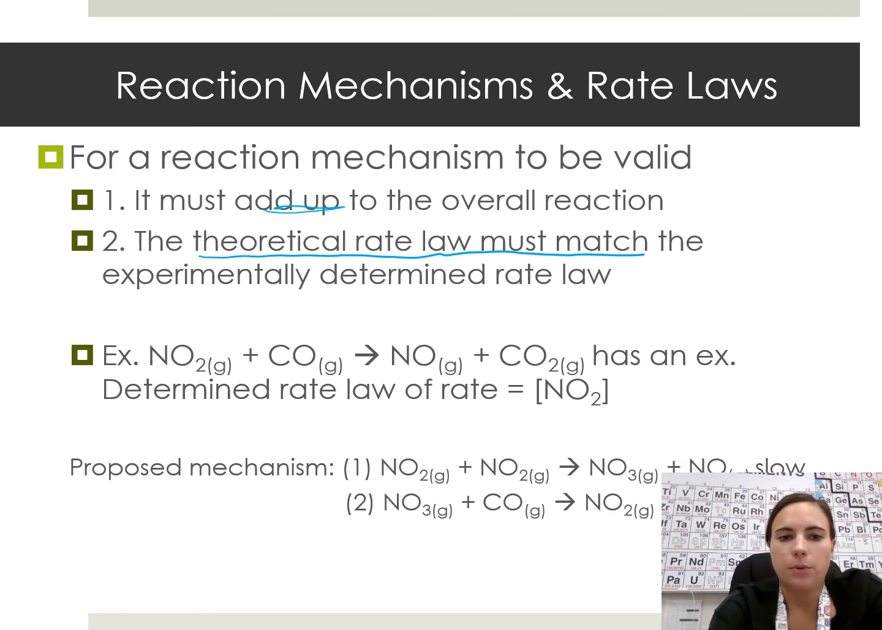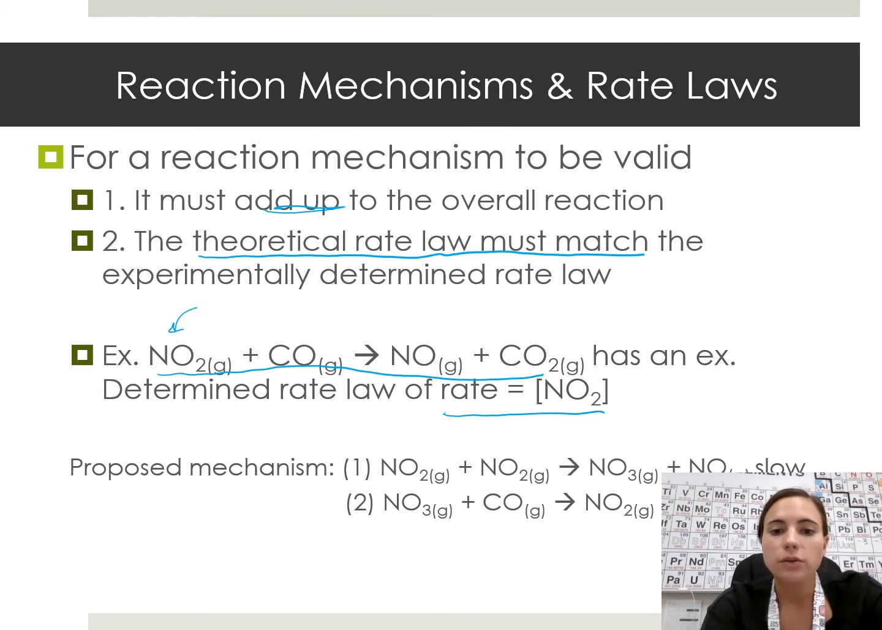So, for example, we are given this equation, and it has an experimentally determined rate law of rate equals concentration of nitrogen dioxide, first order. Then we are told that this is a proposed mechanism. We have to determine, is this a viable mechanism? So thing number 1 I have to do is determine, does this mechanism add up to this overall reaction? So let's look to see if there's anything I can cancel out.